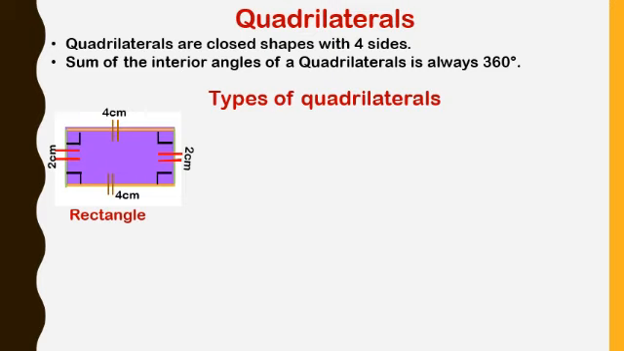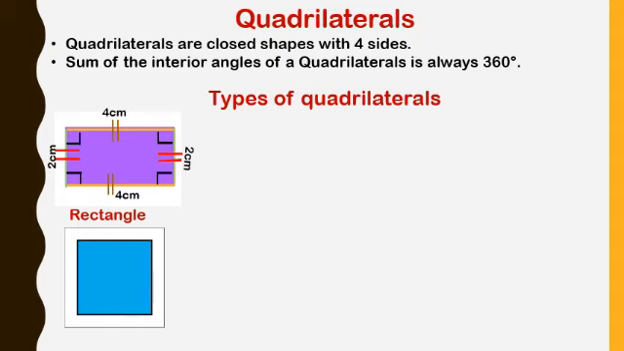Next, let us see the next quadrilateral. All of you know this shape. This is a square. Here also you can see all sides are 3 centimeters each. So we can say all sides are equal in length and opposite sides are parallel. Then you can see here also all the four angles are 90 degrees each.